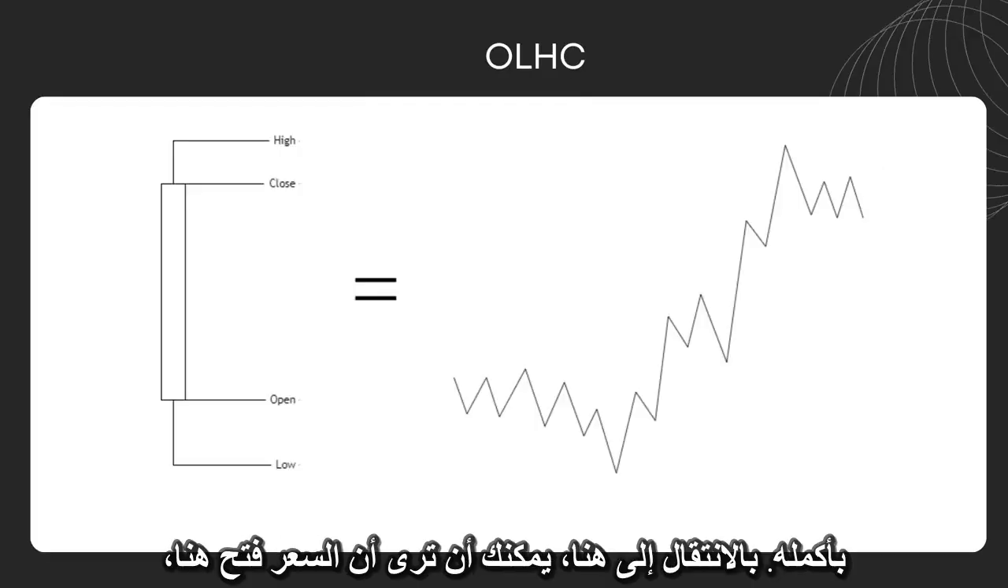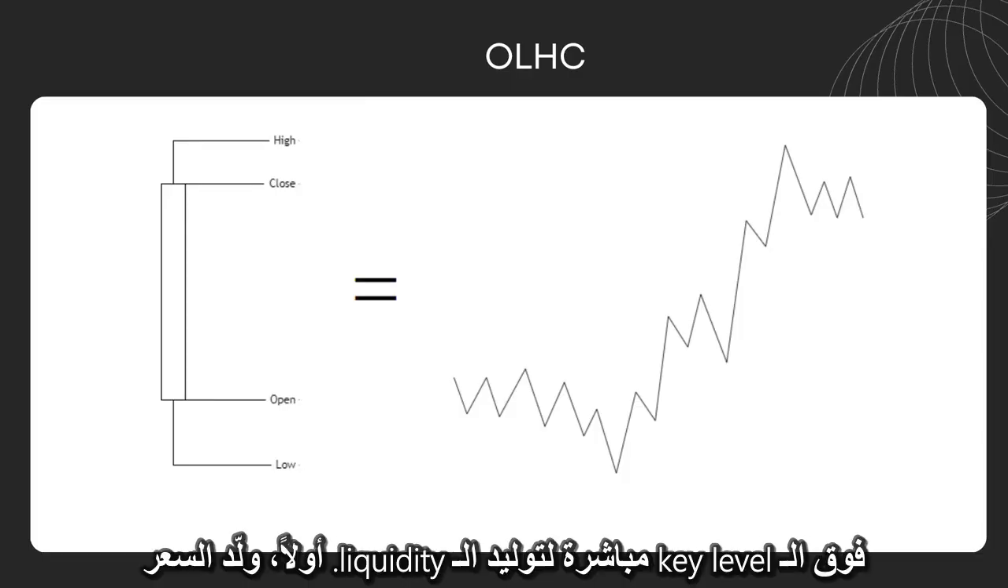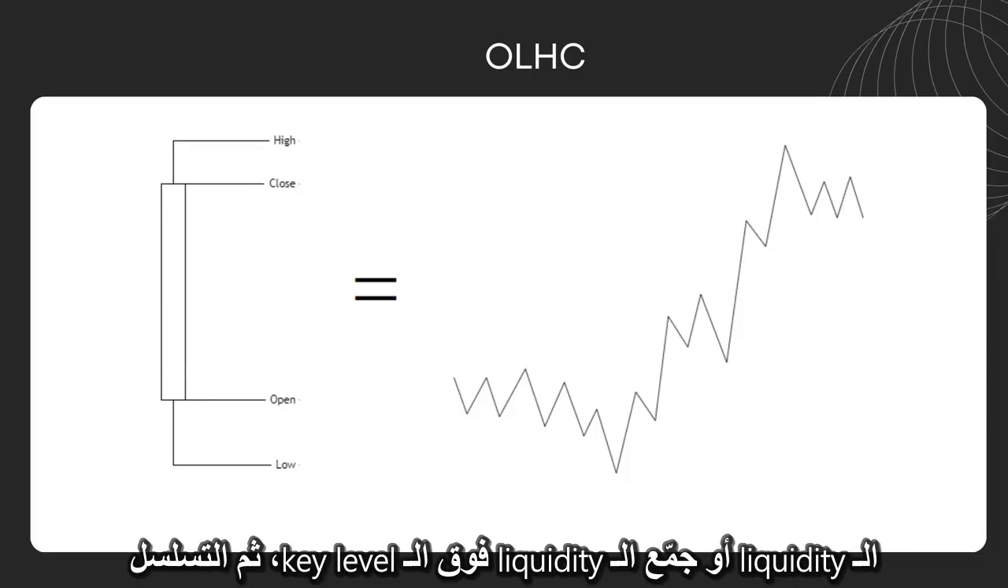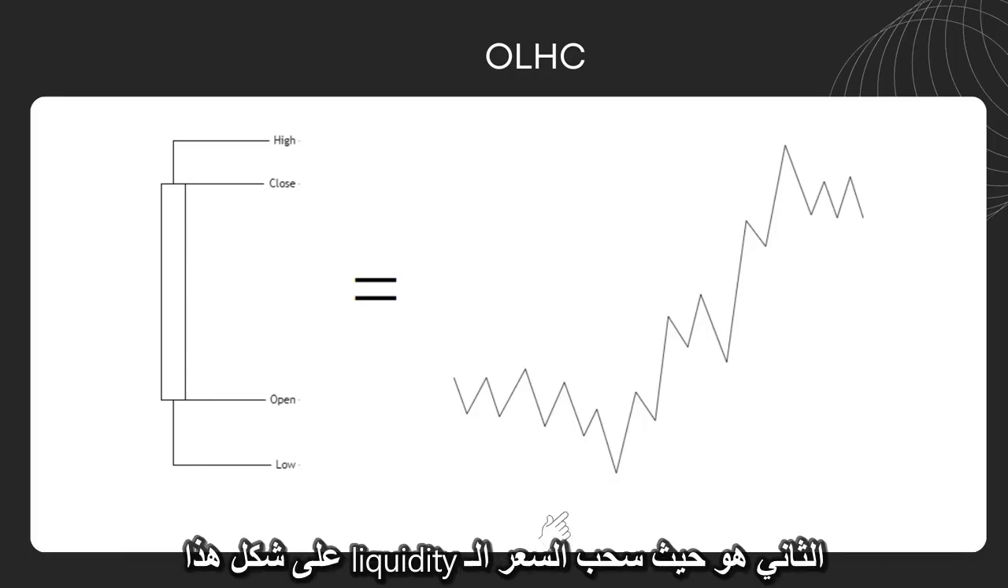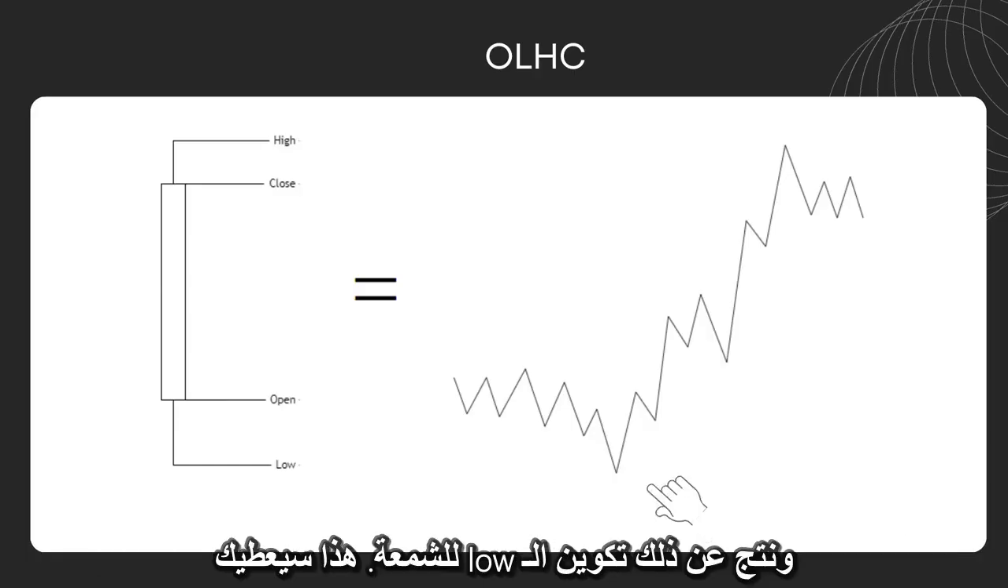Now moving on, right here you can see that price opened and straight away went into a ranging profile and formed this range just above the key level to generate liquidity. First of all, price accumulated liquidity above the key level, and then the second sequence is where price purchased liquidity in the form of this manipulation profile, and with that it tested a higher time frame key level, and that resulted in the low of the candle being formed, right?